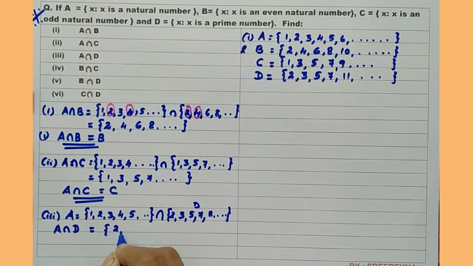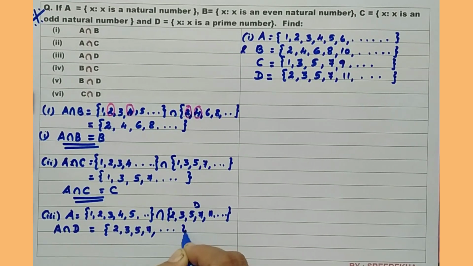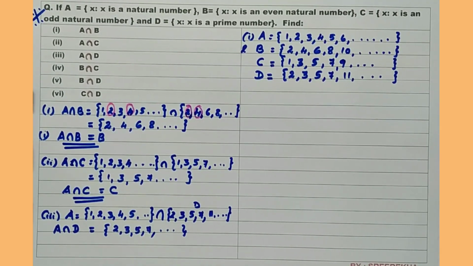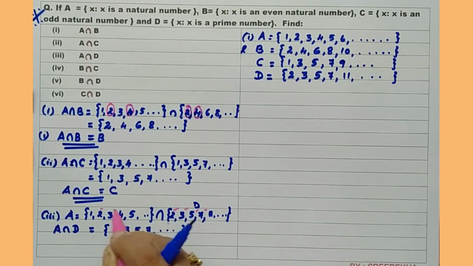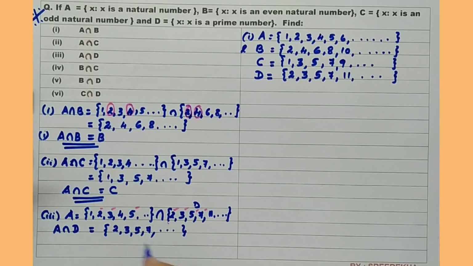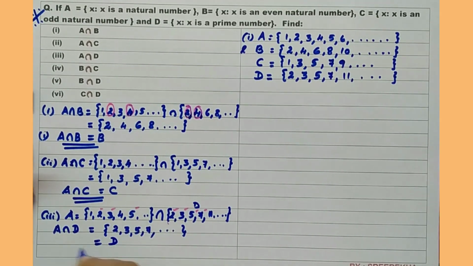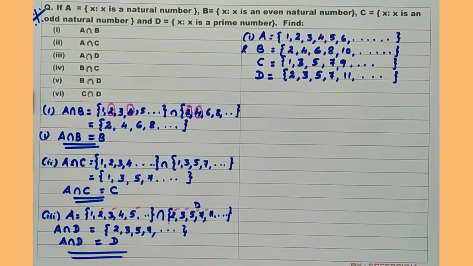What are the common elements there? 2, 3, 5, 7, etc. The common elements come as 2, 3, 5, 7, etc. itself, which is equal to D. So in this case, A intersection D equals D itself.